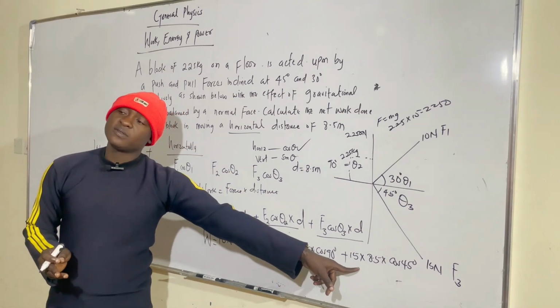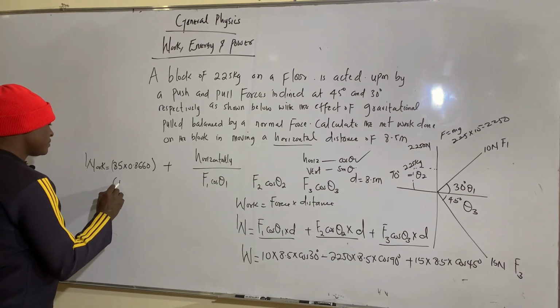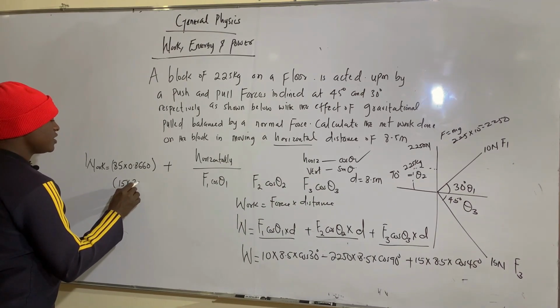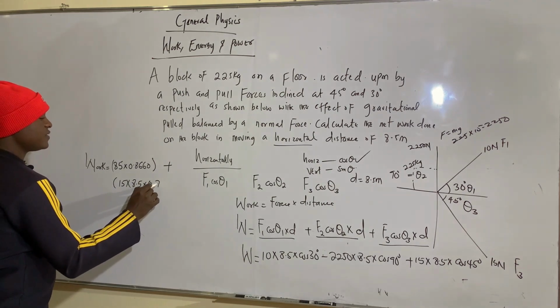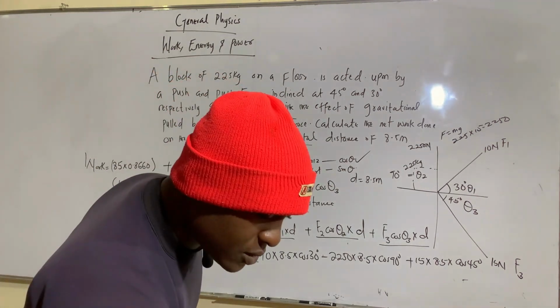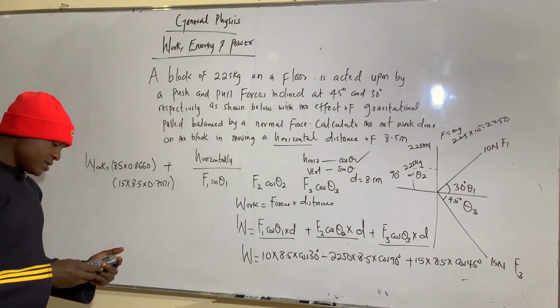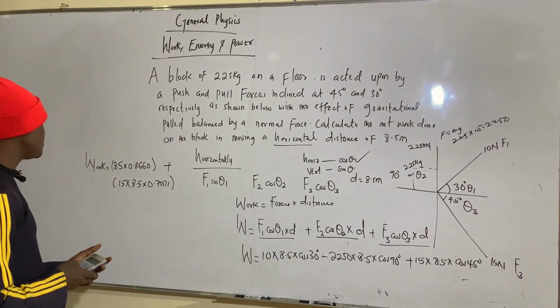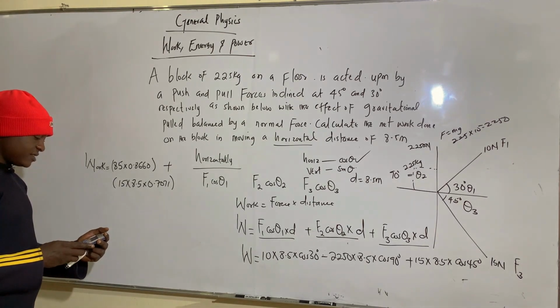So that means I'm taking the third value now. That's going to be 15 times 8.5 times cos 45. I think that one is 0.7071. So let me check that one. Cos 45 is 0.7071. So now 85 multiplied by 0.8660.